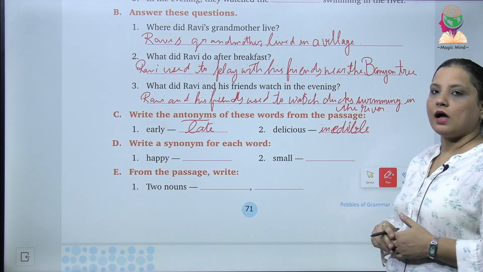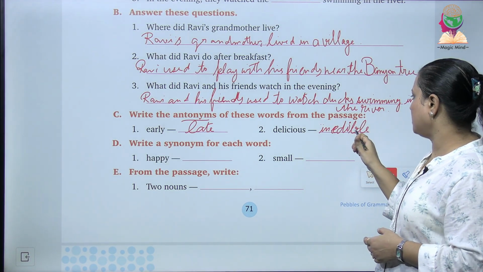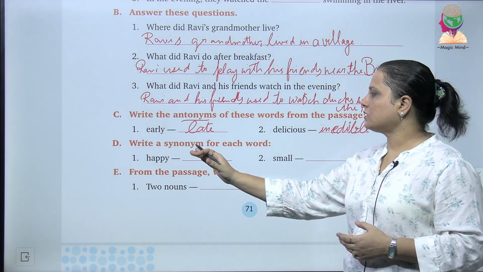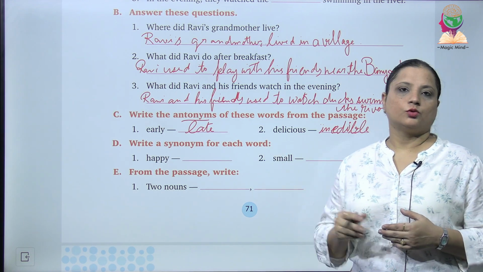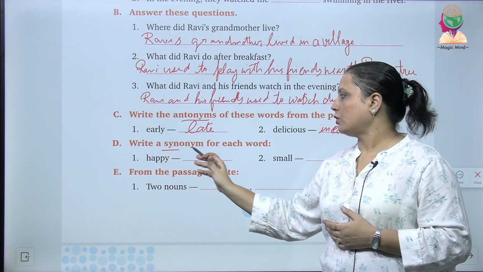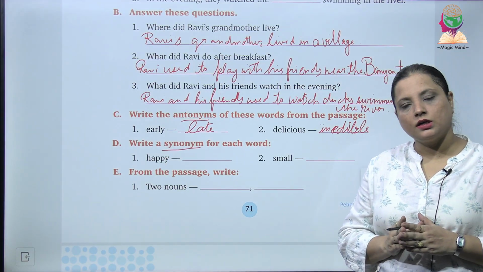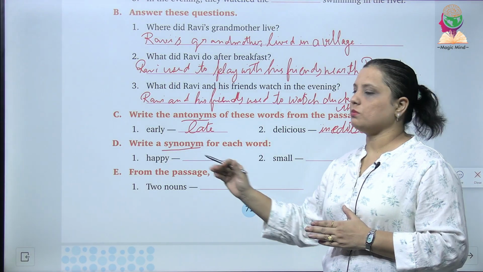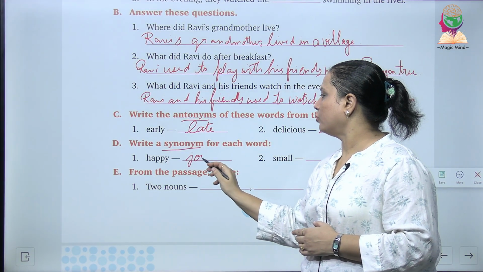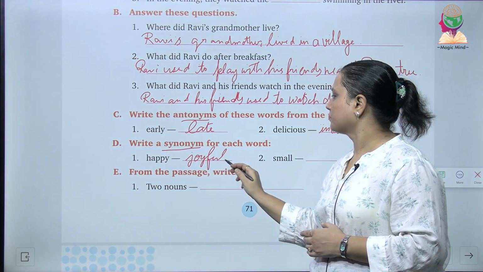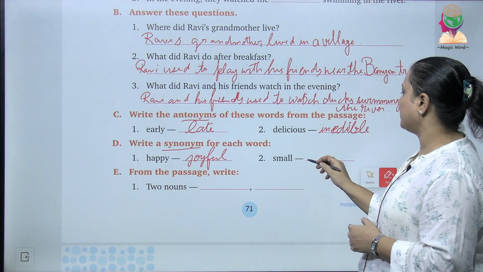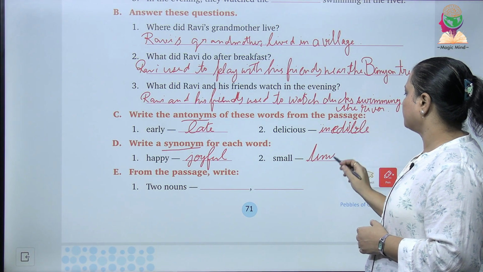Inedible. Okay, I-N-E-D-I-B-L-E, inedible. Next question, write a synonym for each word. We have to write the synonym for the word, and the first word is happy. Now what is synonym? Synonym is the same meaning. So what is the same meaning for happy? You can write the answer over here as joyful. The second word, small. For small you can write here tiny.